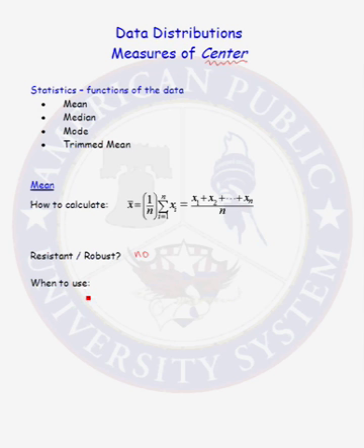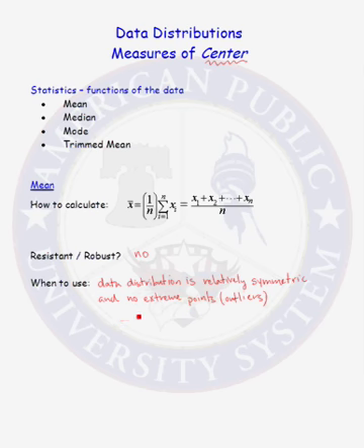When do we want to use the mean as our measure of center? You want to use the mean as your measure of center if the data distribution is relatively symmetric. Remember we said knowing the shape of the data distribution is important. If you don't know the shape, you won't know whether you have a symmetric distribution or a skewed distribution. So again, use the mean if the data distribution is relatively symmetric and the data set does not have extreme points or outliers.